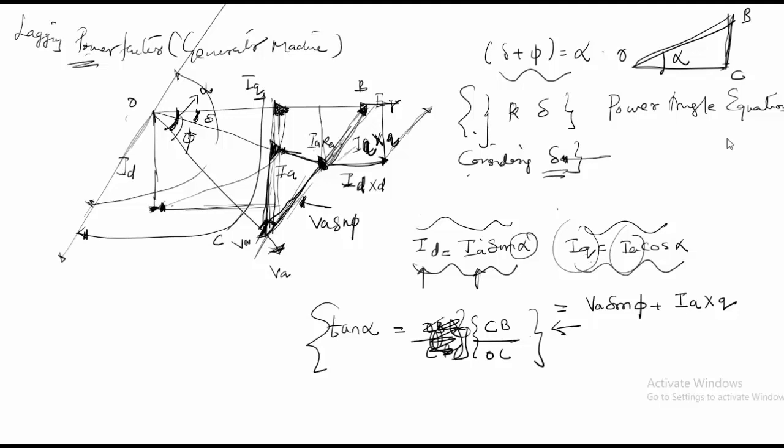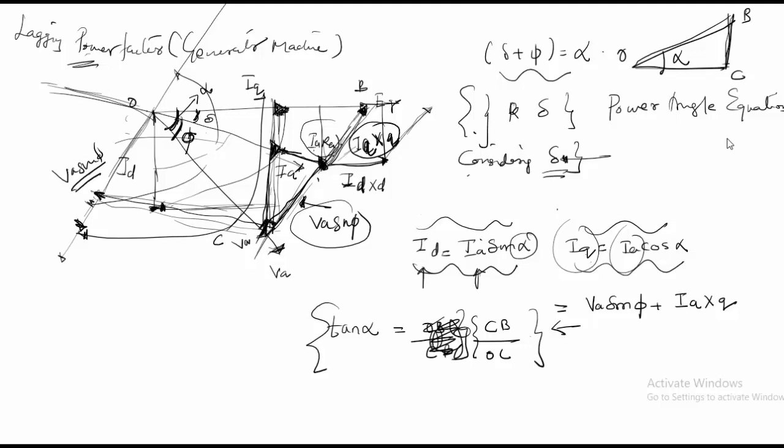Plus, when I am projecting it here, I am considering this to be my reference. If I am projecting my phi angle onto this axis, it will give me a vector here, which is VA sine phi, and when I am taking this vector to scale and moving this amount here, it will be VA sine phi here and IA XQ, which is this part.